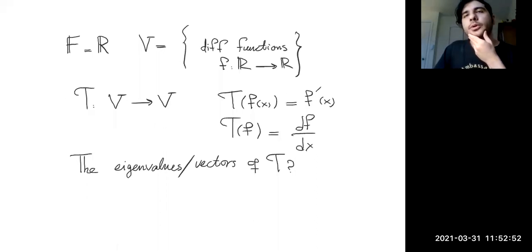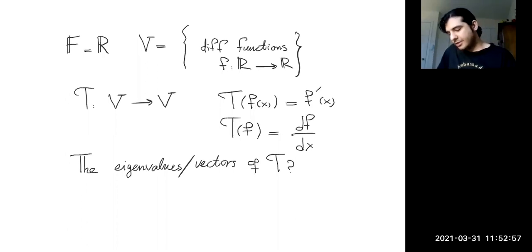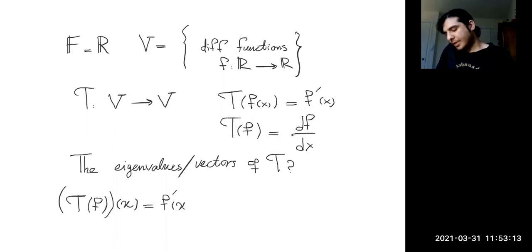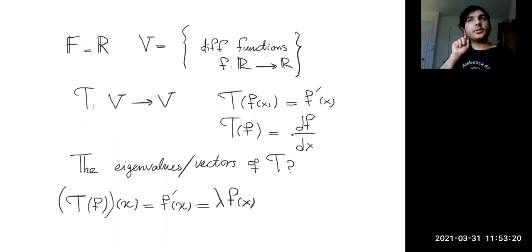So let's first write down the equation. So the equation for such eigenvalue and eigenvector should be something like this. This function acts on f, we look at T of f, and T of f of x is f prime of x. And on the other hand, we want it to be some lambda times f of x, right? This is the equation describing an eigenvalue and an eigenvector.